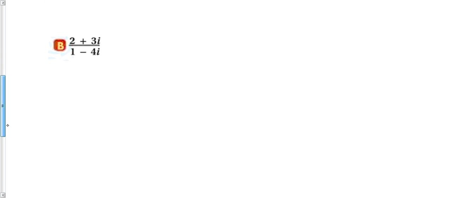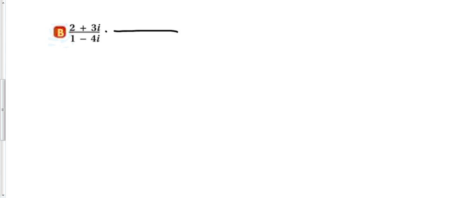Let's rationalize this one. Multiply by the conjugate of the denominator, not forgetting to substitute negative 1 for i squared. The conjugate of the denominator would be 1 plus 4i. And of course, I have to multiply the top and the bottom by 1 plus 4i. Let's do the denominator first.